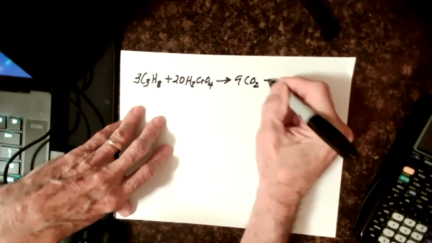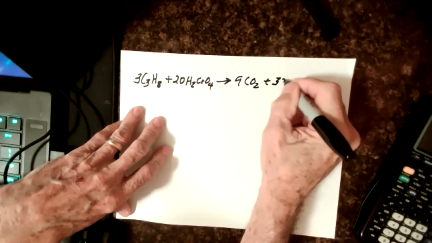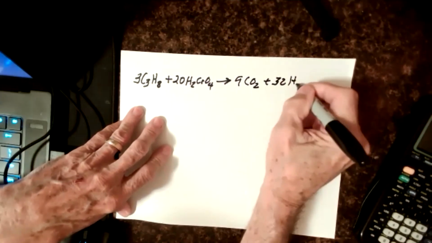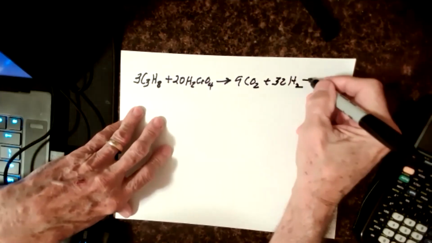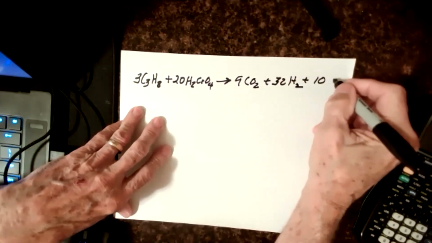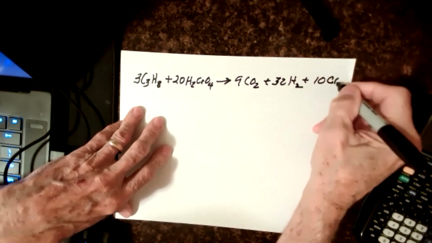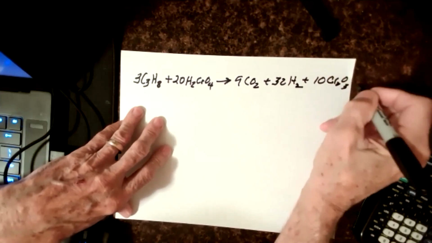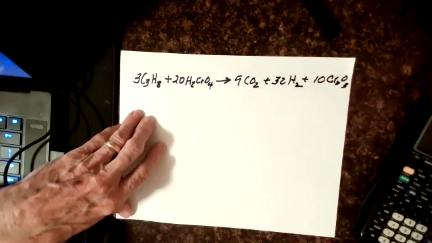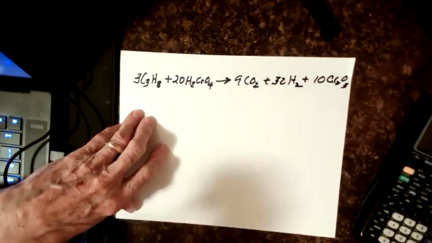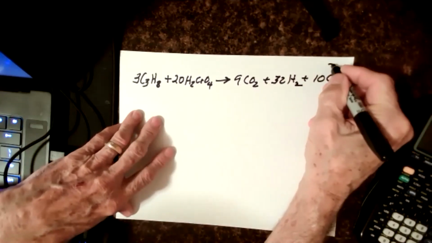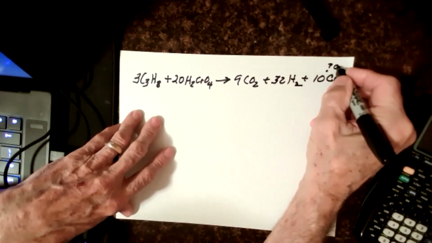9 CO2s, 32 waters, and 10 Cr2O3, that would be chromium 3 oxide. So what mass of chromium 3 oxide, so I'm going to put a question mark over that, how many grams?